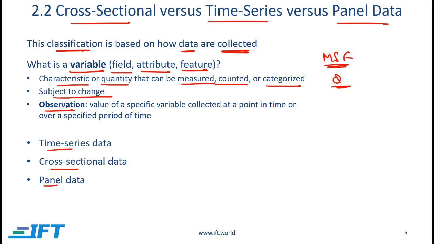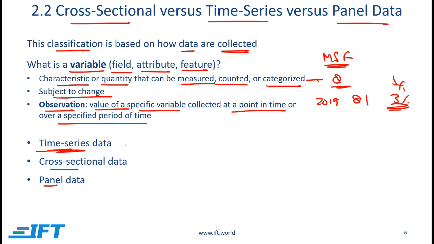And then an observation is a specific value of this variable. So we can say that in 2019 quarter 1, the return was 3%. So the 3% represents a specific observation. Therefore, we can say that the observation is the value of a particular variable collected at a point in time or over a specified period of time. Now let's look at the classification. With time series data, we look at data over a particular period of time. Now let's look at these three categories.